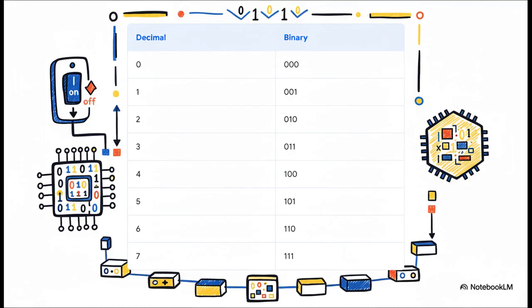Okay, so 0 is 0 and 1 is 1. So far, so good. But to get to the number 2, we've run out of symbols. So, just like we do when we go from 9 to 10, we add a new column and write 10. In binary, that doesn't mean 10. It means 1 two, and 0 ones. Then 3 is 11. That's 1 two and 1 one. The pattern is exactly the same as our own system, just with fewer building blocks.